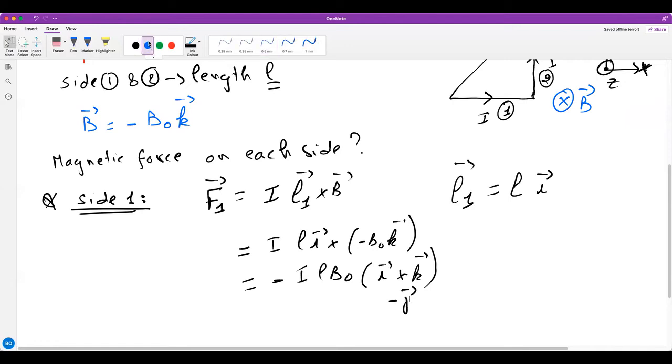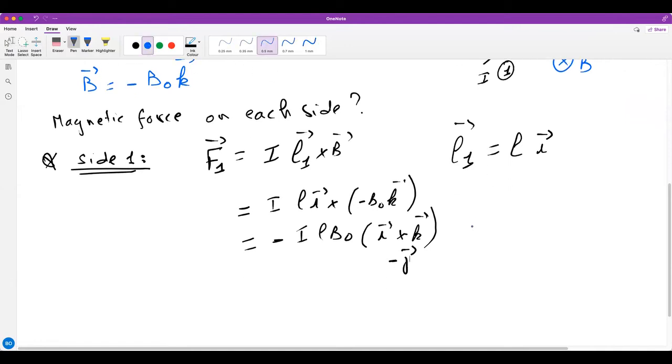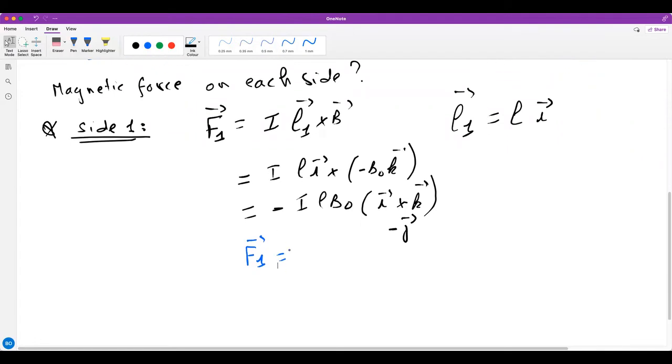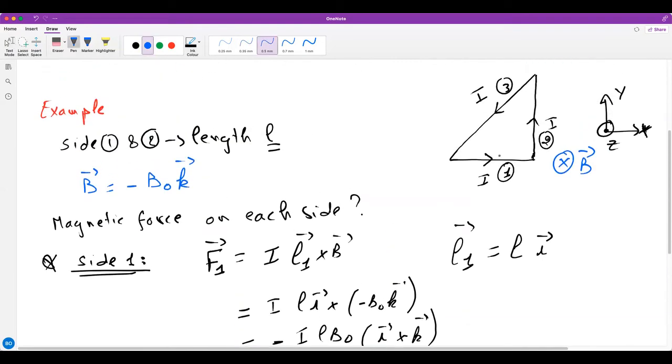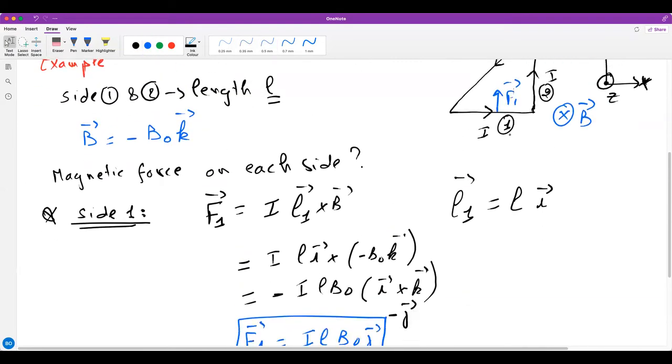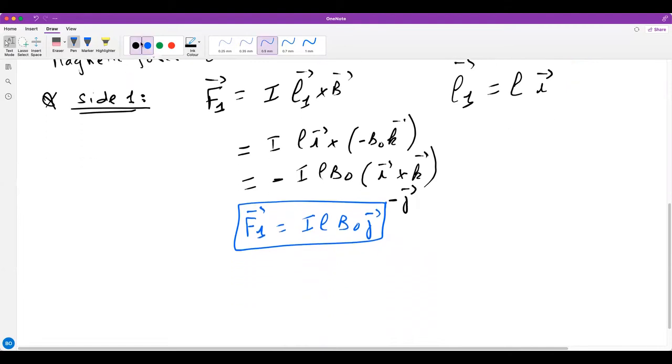So this means that the force on side one is equal to, minus minus goes to a positive sign, I L B0 j. This is F1.